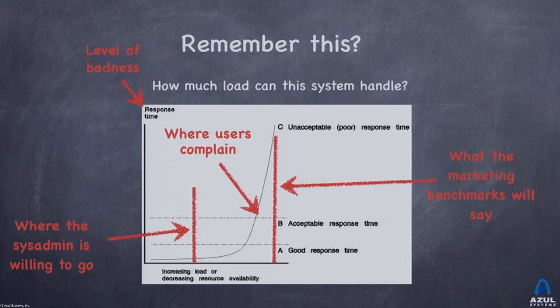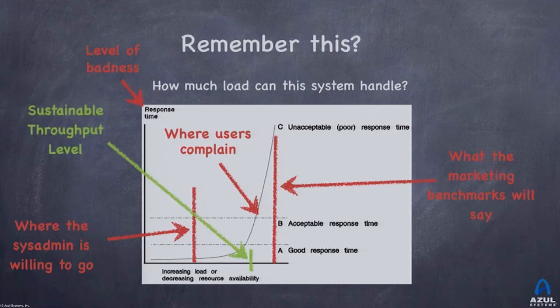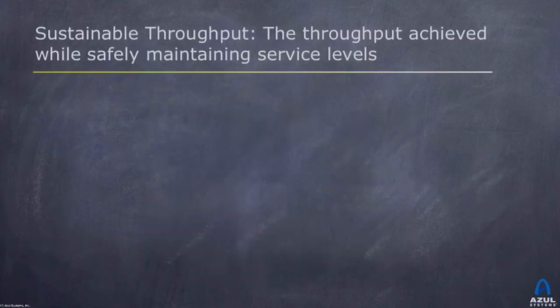The sysadmin is going to want this much. Or a good sysadmin would size their system to stay in the non-sensitive part of the curve, far away from the knee and with plenty of headroom. And that is roughly where sustainable throughput is. Sustainable throughput is the throughput at which everything still works. This is actually a definition I'd like you to keep in mind because I made it up: the throughput at which you meet your SLA is sustainable throughput.